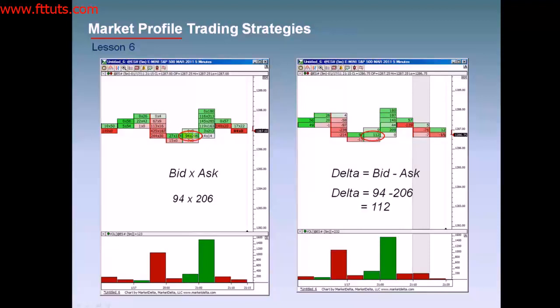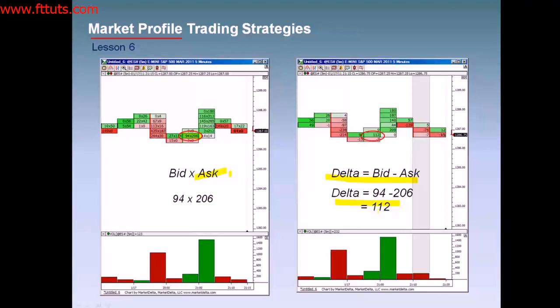We have 94 at bid, 206 at ask. So 94 contracts traded at the bid and 206 were traded at the ask. The difference between the two is my delta. If I have more contracts traded at the ask, then I have a green, or what we call a positive delta.